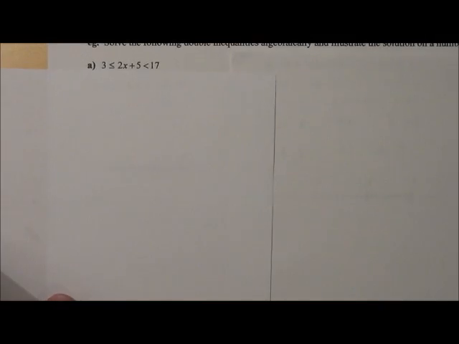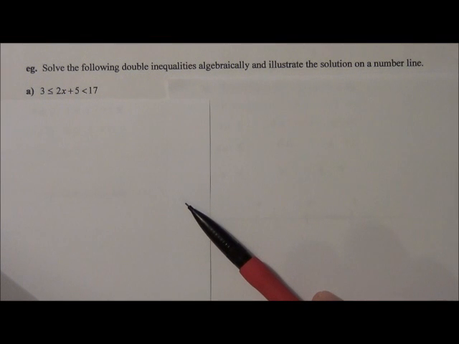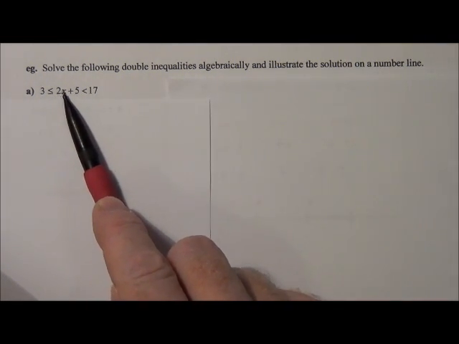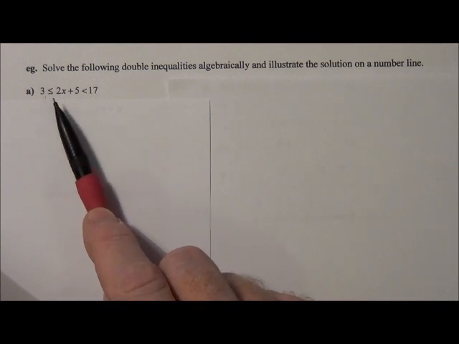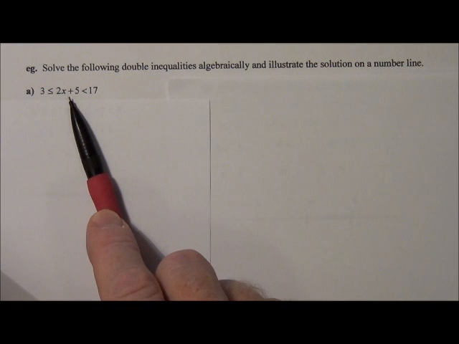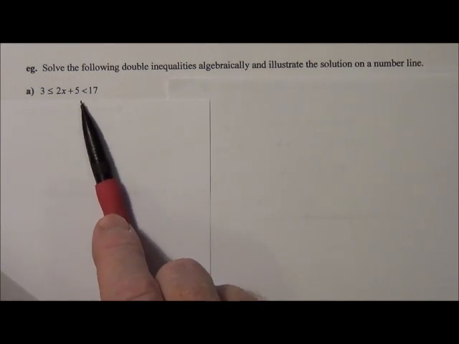Okay, moving right along now. We're going to do the same kind of thing. Now we have double inequalities. I line this up here. We're going to need to isolate for x again in the middle term. And by doing that, we're going to find the range of values that will satisfy this inequality here.